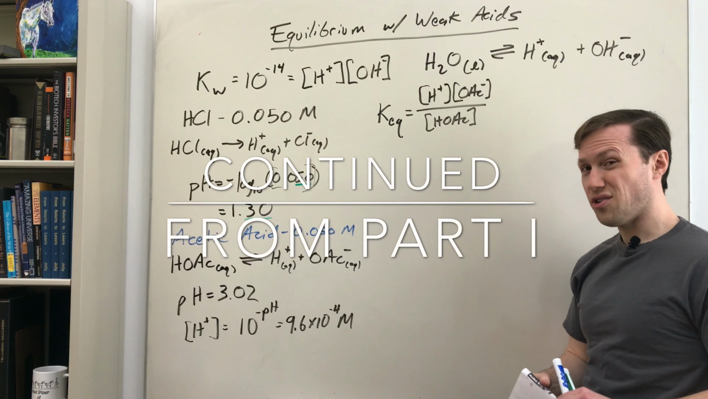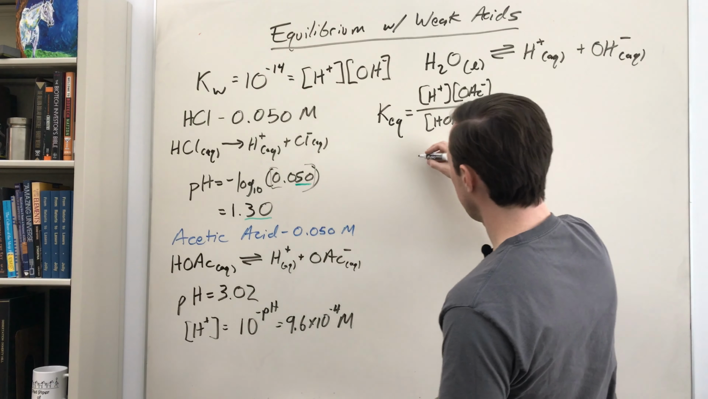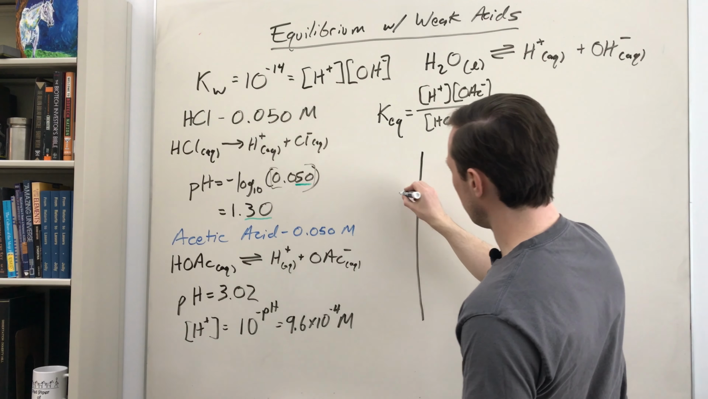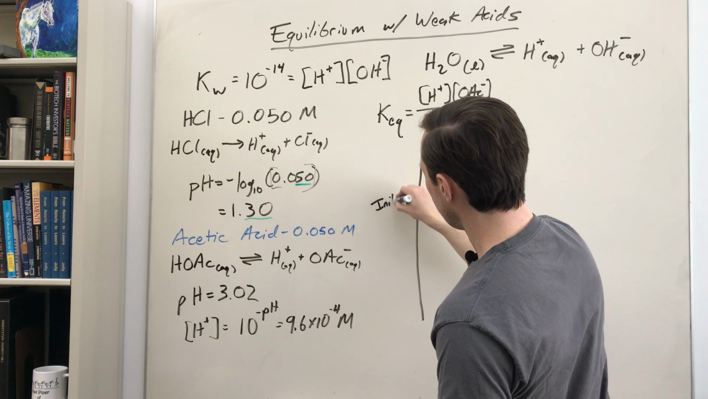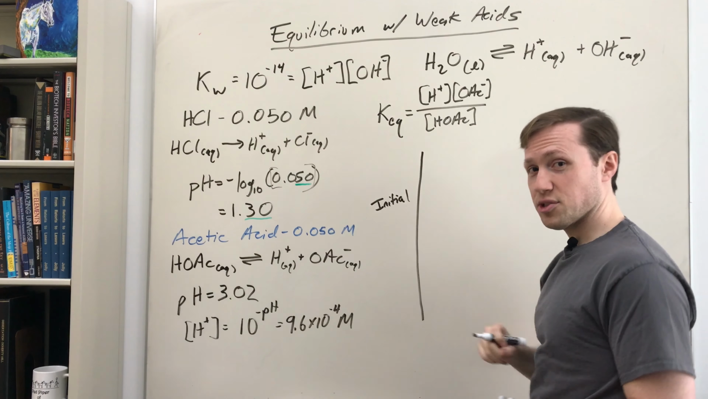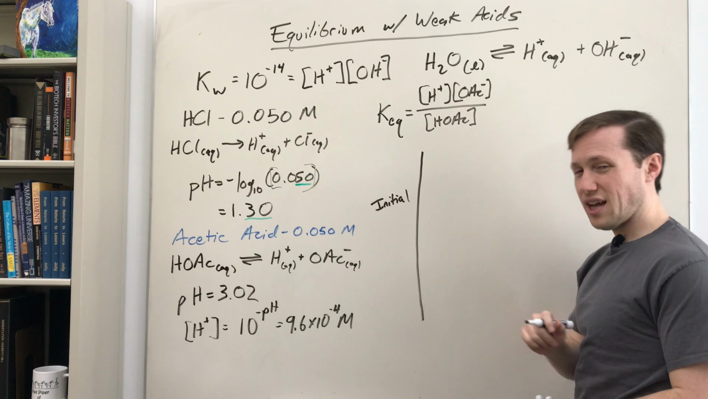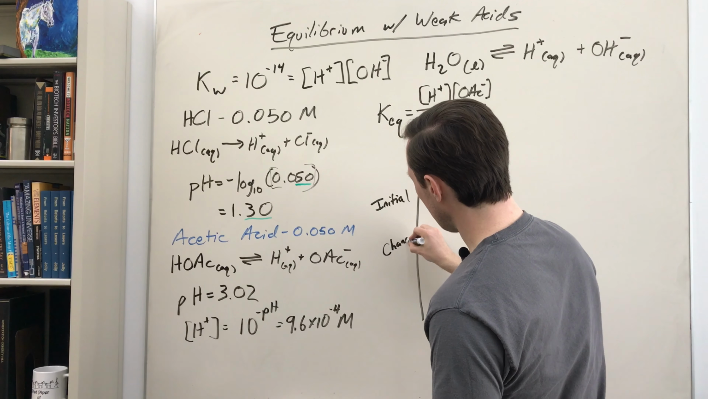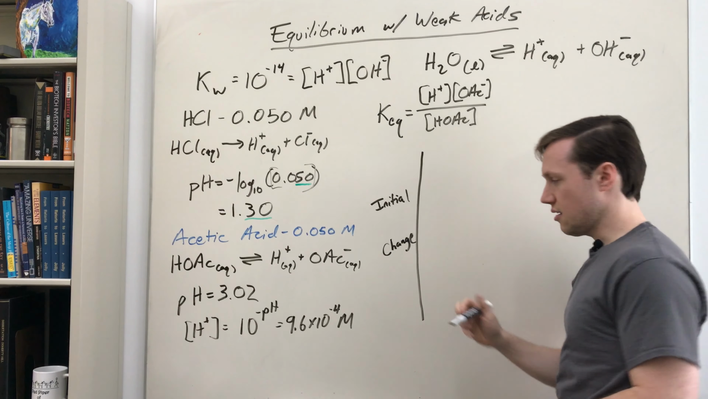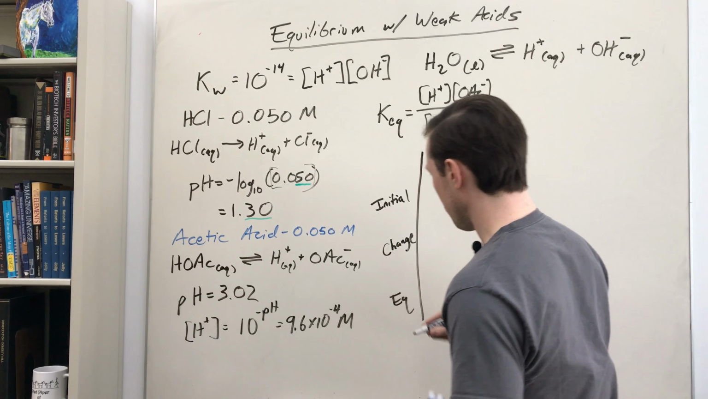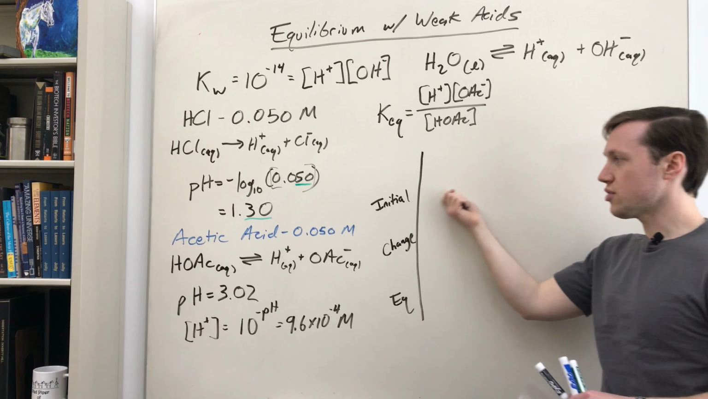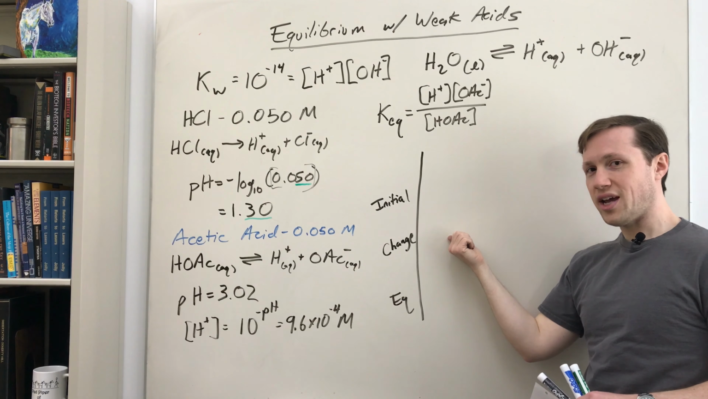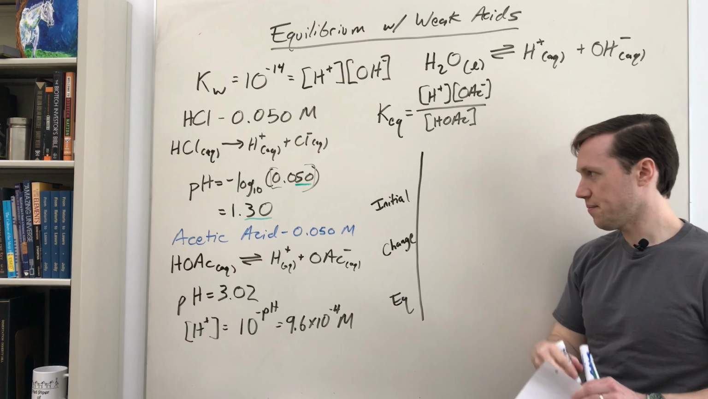That tool is called an ice table. The I stands for initial. I'm writing these out explicitly this time, but in the future, I'll tend to just abbreviate these. The C stands for change, and the E stands for equilibrium. In essence, what sort of information did we have to start with, and what sort of change had to happen to bring us to equilibrium?